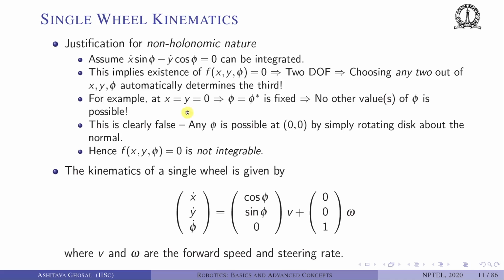I gave you an example of x equals y equals 0 and phi is fixed. You can also do the same thing if I choose x equals something and phi equals something, y will be fixed, but that is also not true. I can achieve any y. So the kinematics of a single wheel is given by x dot, y dot, phi dot equals cos phi, sin phi, 0 times v plus 0, 0, 1 times omega. Here v is the forward speed and omega is the steering rate. So the wheel is rolling forward at some velocity v, and it is also being steered by some angular rate.